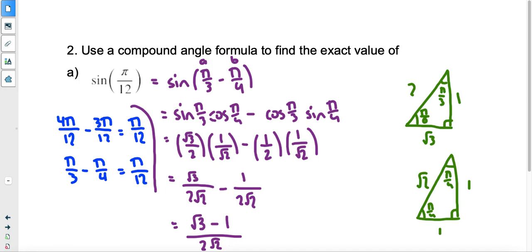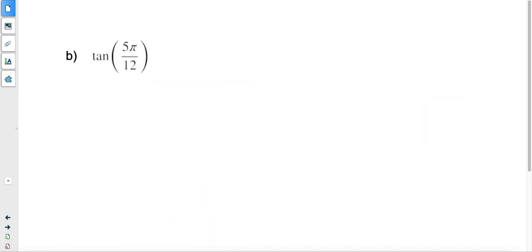Let's take a look at one more example. Here we want to find tan of 5 pi over 12. Again, the idea is we want to find two angles that add or subtract to give us 5 pi over 12.